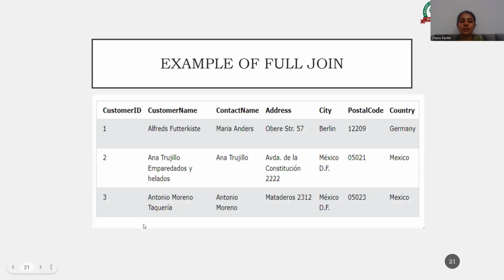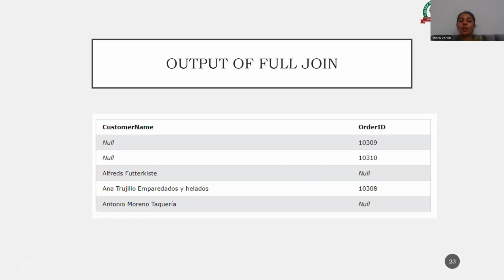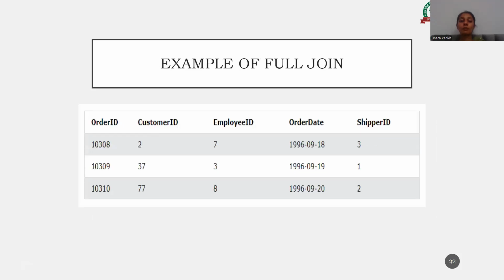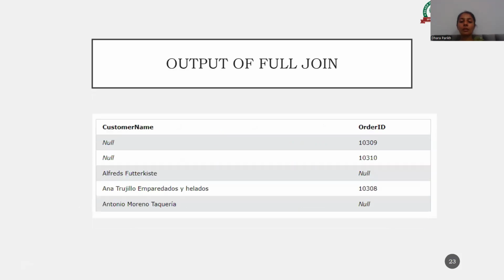Okay, in this example we have a customers table, which consists of the customer ID, customer name, contact name, address, city, postal code, and country. The next one is an orders table, which contains the order ID, customer ID, employee ID, order date, and ship date. In the output, we do a full outer join on the customer name and the order ID from the respective customer in the orders table. So we get two columns as output: the customer name and order ID.